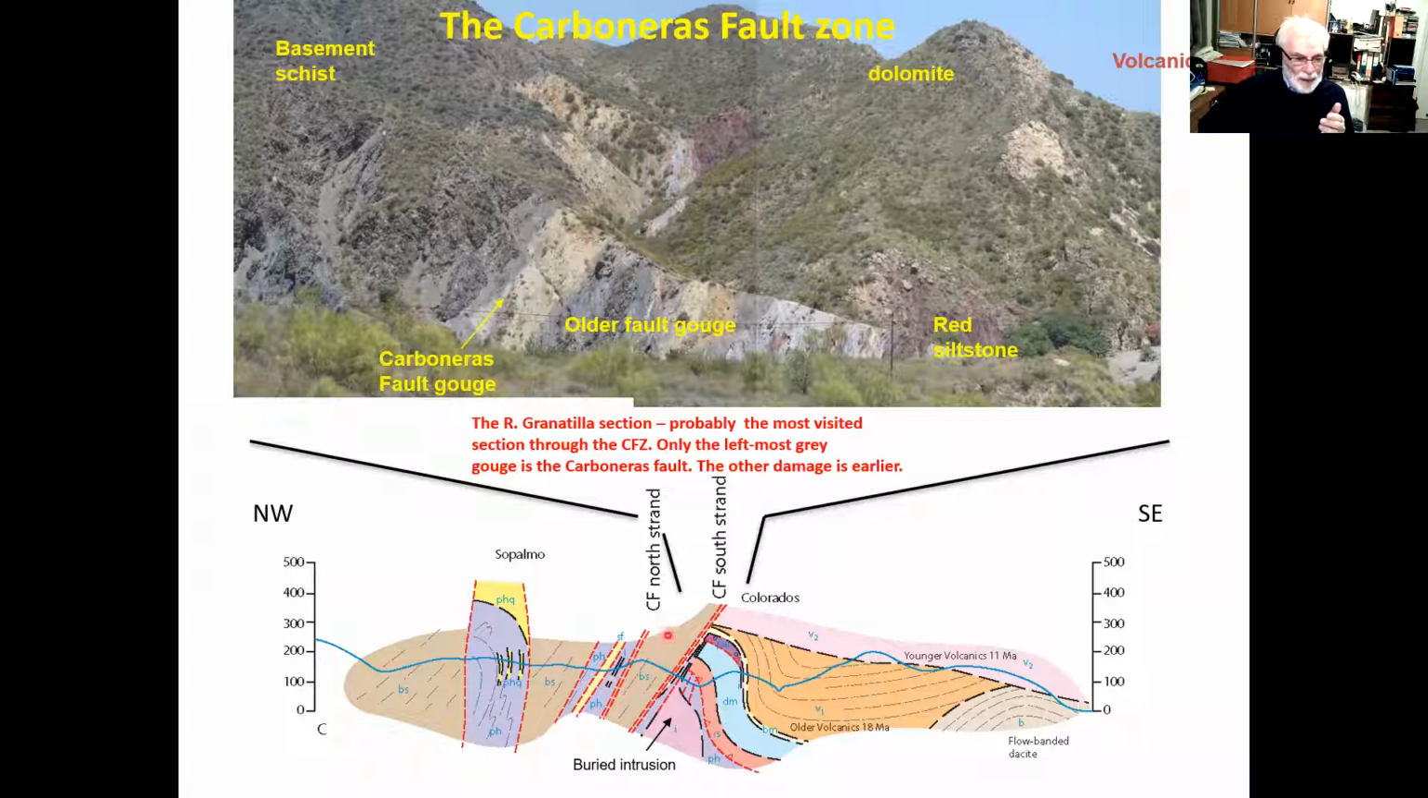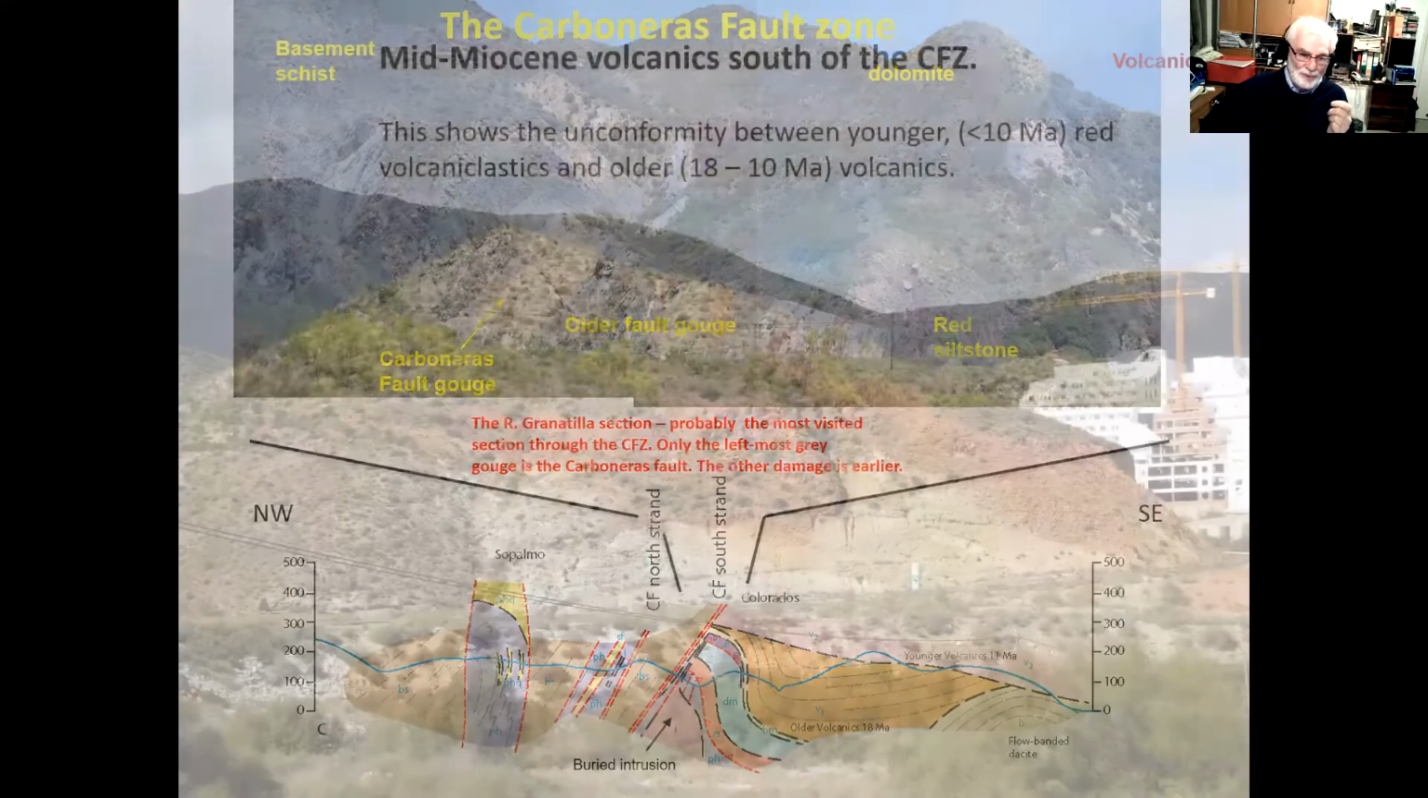So we've got uplifted basement rocks to the north, and we've got these volcanic rocks to the south. There are older volcanics which are deformed, folded, and there are younger volcanics which are fault displaced, but they're not internally distorted. So I mean, this is the reason why this is a very compelling place to work.